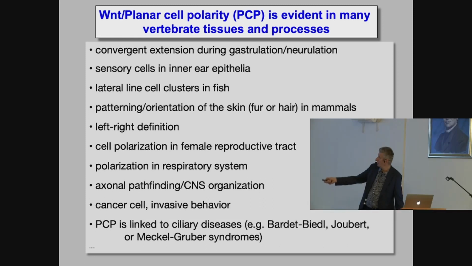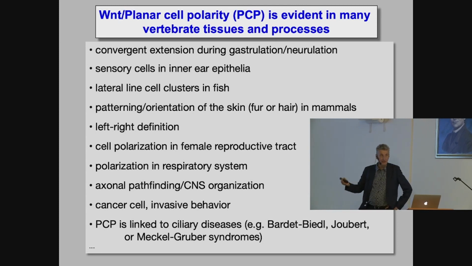But all these other cells are kind of epithelial in origin in many cases. So it's, for example, the inner ear polarization. Skin, our skin is polarized. Left-right definition in the body. The female reproductive tract needs to be polarized. In the respiratory system, the cilia need to be properly placed.